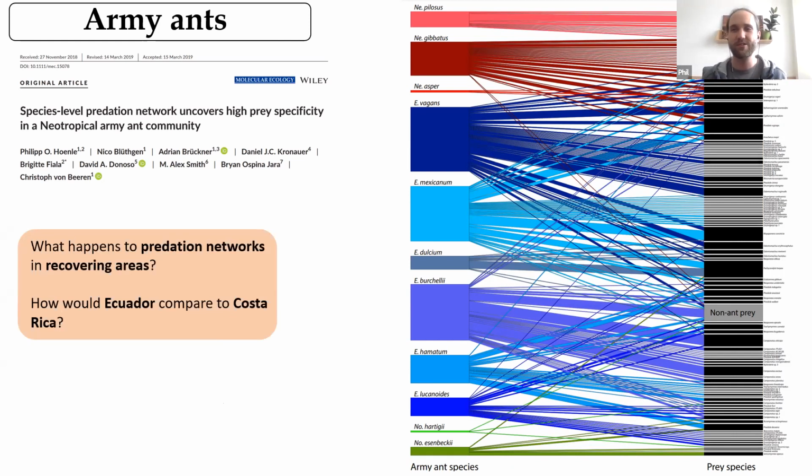Now, of course, the coolest thing would be to get predation networks. If you think in the context of forest recovery, it would be really cool to have predation networks along the chronosequence and then analyze that. And that was actually one of the main ideas of my PhD when I first proposed it, but it was a way too ambitious project. So until now, most of the data is not analyzed yet.